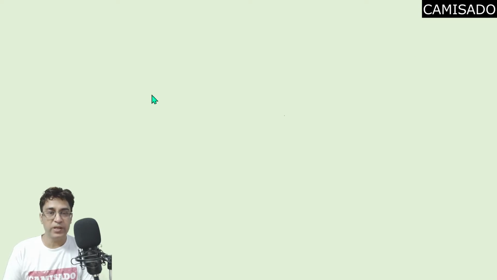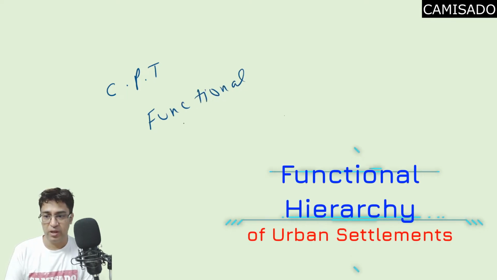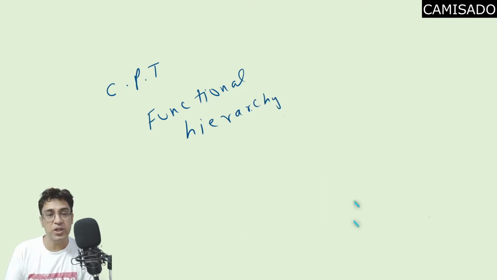So let us now understand what the central place theory, I will address it as CPT, is all about. So CPT is basically a theory of functional hierarchy, hierarchy, functional hierarchy of urban settlements.